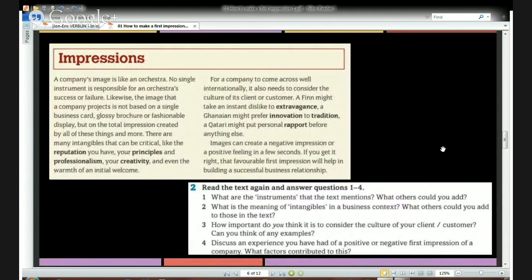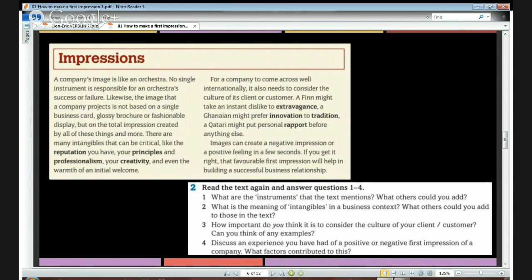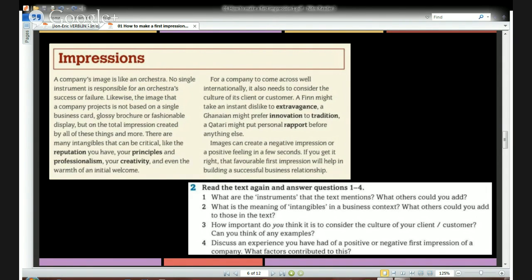Hyde, let me ask you this first one. What are the instruments that the text mentions? Are we talking about stethoscopes and barometers? Is that part clear in the text? Hello, Hyde? Hello? She disappeared. Oh, she did. Giuseppe, what are the instruments that the text mentions?